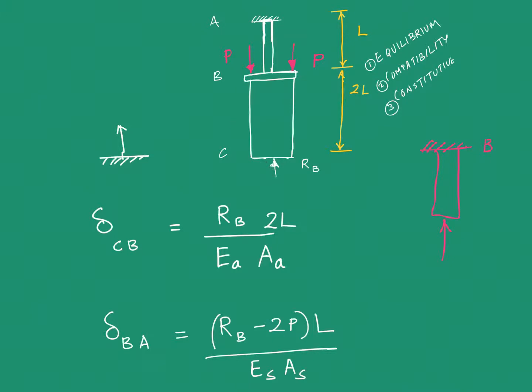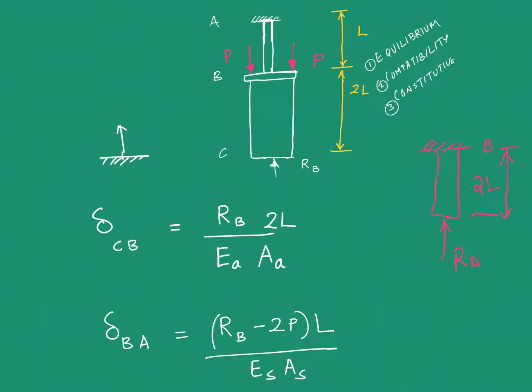That's why I can use this expression where RB is the force and 2L is the length of this bar. Make sense? So the key takeaway is that this is the displacement of point C with respect to this point B. Clear? I have an expression in terms of all the known quantities.